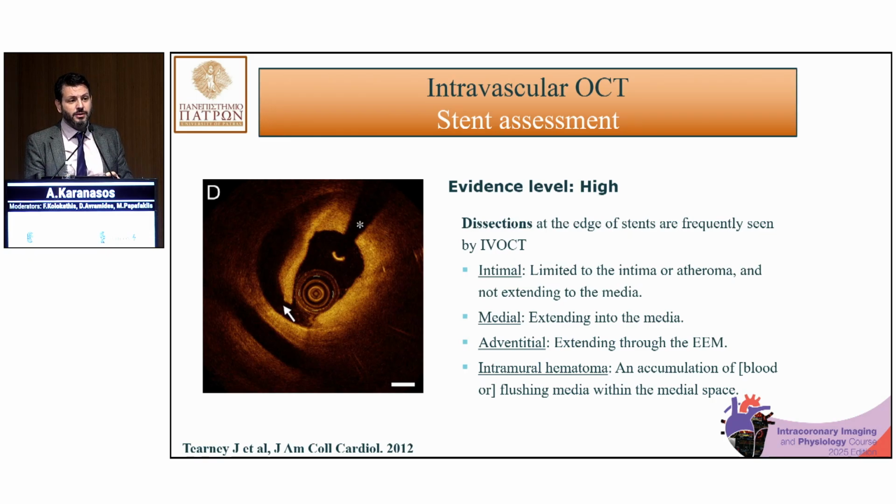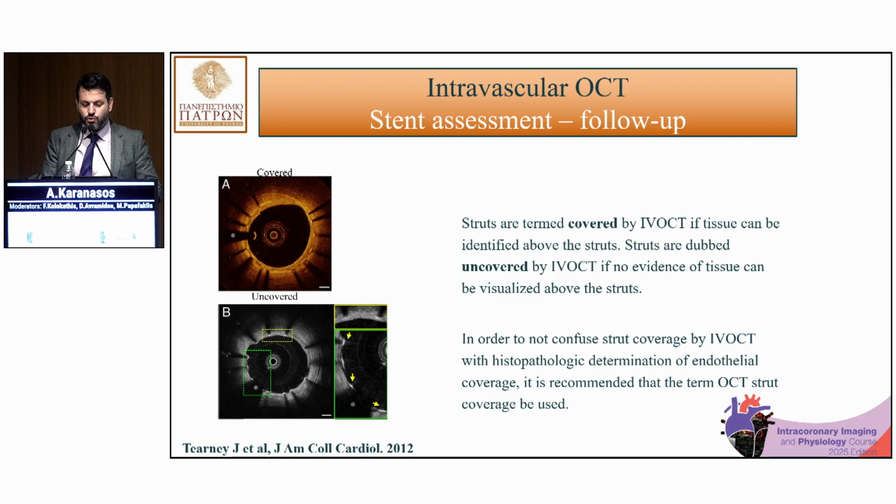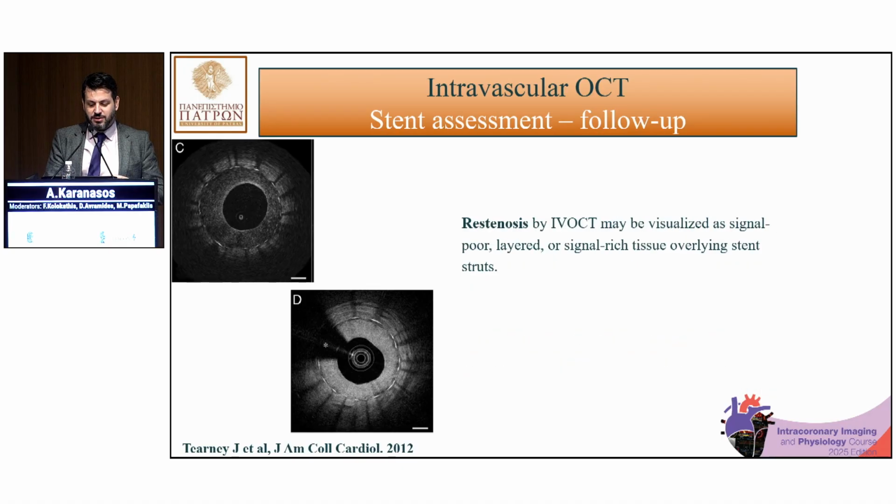We can also see dissection, which is the separation of the layers of the tissue wall at the edges of a stent. It may be intimal, but it can also extend to the media or adventitia, or we can have a hematoma, as we saw earlier in spontaneous dissection. And of course, in the follow-up, we can see the coverage. It's not actually known whether it's true endothelial coverage or coverage by fibrin, because OCT cannot really make this distinction, but it has still been described.